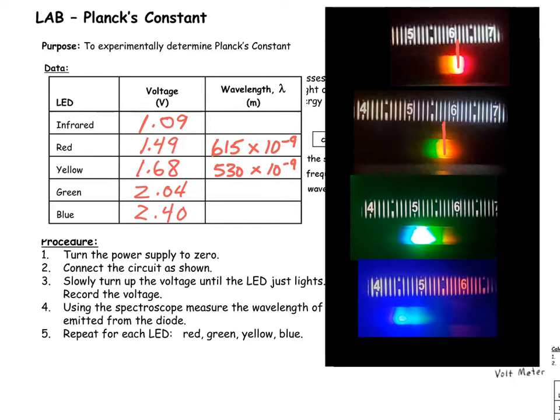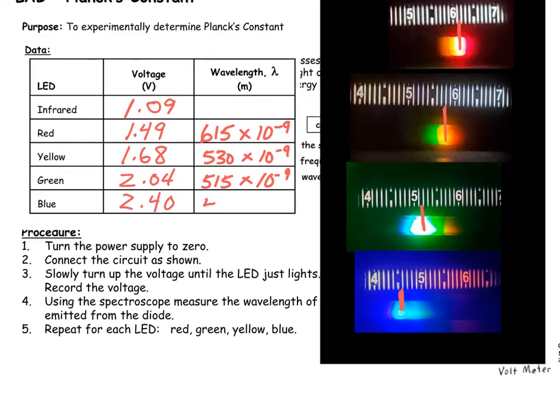And then yellow green. Green looks to be right at about 515. 515 times 10 to the minus 9. And the blue one, let's see, I think the blue one looks to be right about there. We'll say let's go with 460. 460 nanometers.